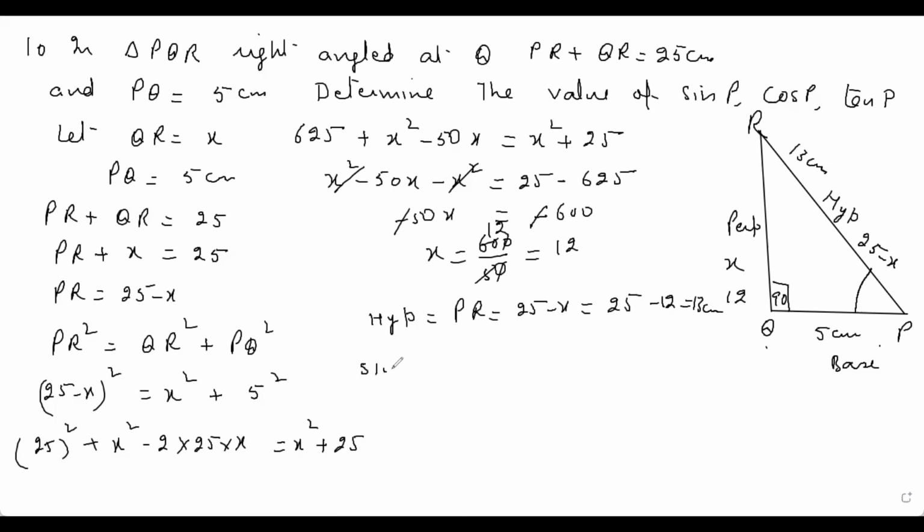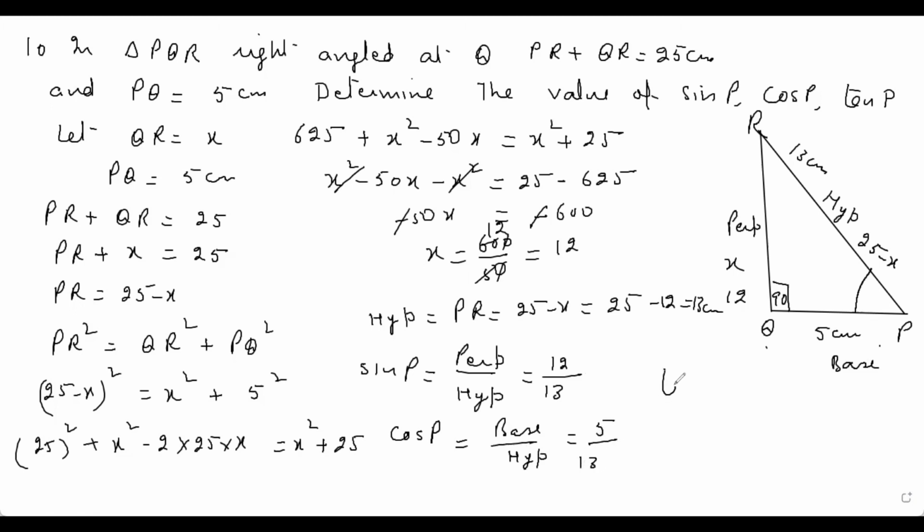Now I am to find the value of sine P. It means perpendicular upon hypotenuse. What is perpendicular? That is 12. What is hypotenuse? That is 13. I am to find the value of cos P. That is base upon hypotenuse. What is base? 5. What is hypotenuse? 13. And tan P is equal to perpendicular upon base. Perpendicular is 12, base is 5. So these are the values of sine P, cos P, and tan P.